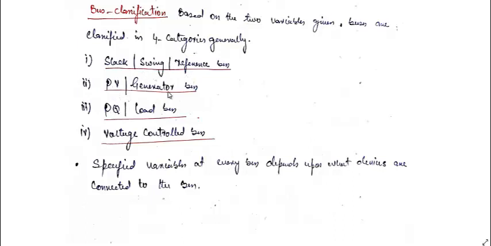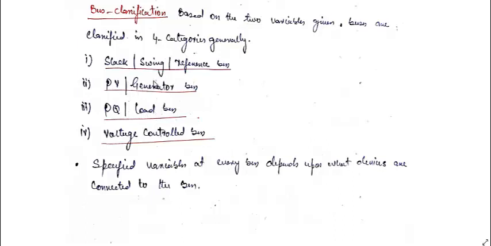Why PV bus, PQ bus? We'll come to know this in just a minute. The PQ bus is the load bus to which the loads are connected, and the voltage control bus is the bus at which the voltage is controlled by some device. So the specified variables at each bus depend upon what devices are connected to the bus. As I told you, the voltage control bus is a bus at which devices like capacitors are connected, so it is known as the voltage control bus. In the load bus, the loads are connected.